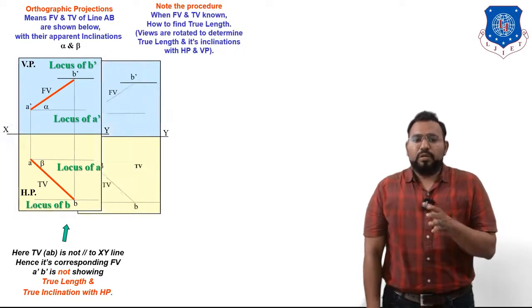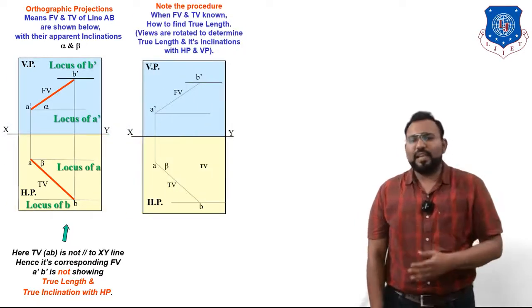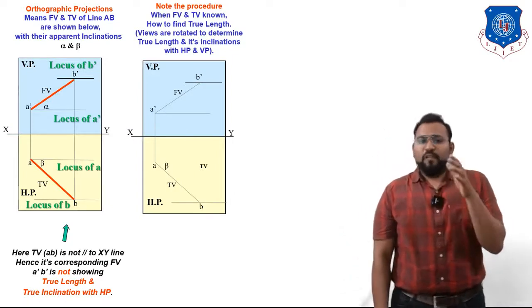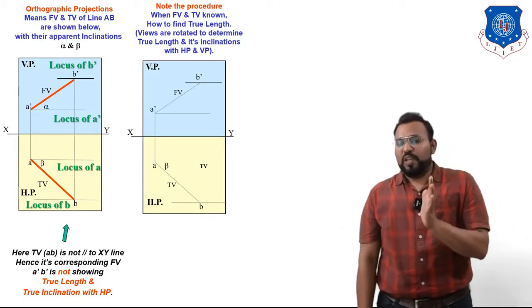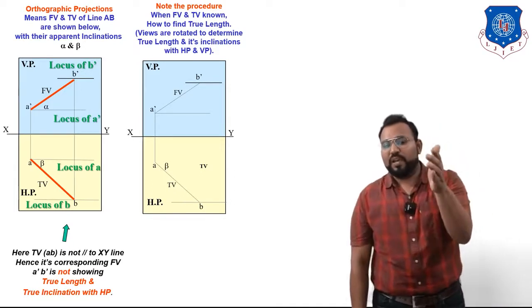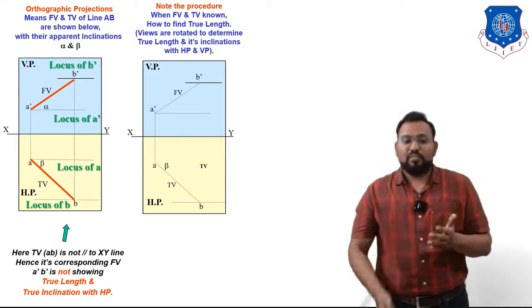Now let us see this case over here. In the example, we have two kinds of case. First case: when front view and top view are given and you have to find the true length. Here you can see in the figure, front view and top view are given and we have to find the true length. So how to find this?